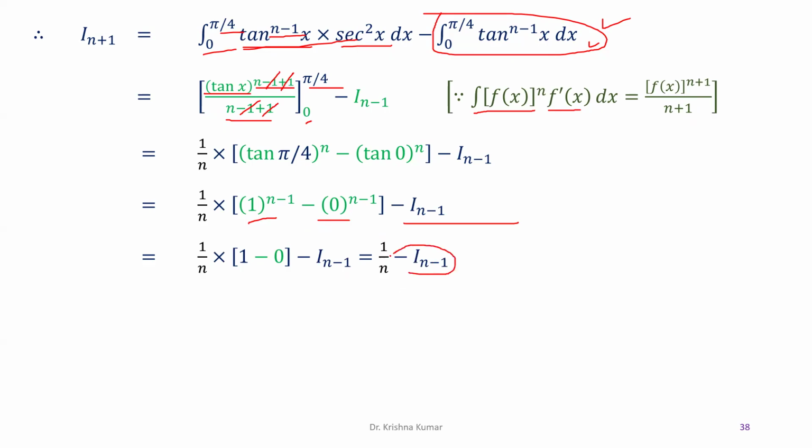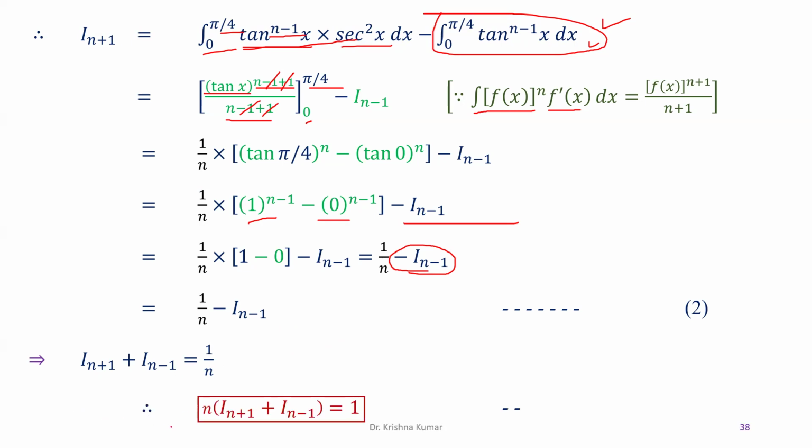If we transpose this I(n-1) to the left hand side, we have I(n+1) + I(n-1), which is equal to 1 upon n. And if we multiply the whole equation by n, then we have n times [I(n+1) + I(n-1)] equal to 1. So this was the first result which we had to prove. So this is our first answer.